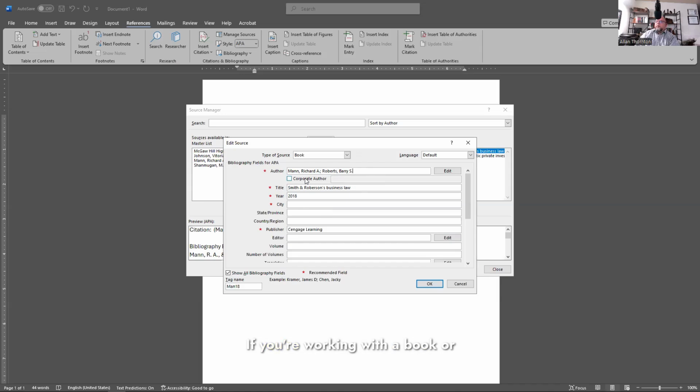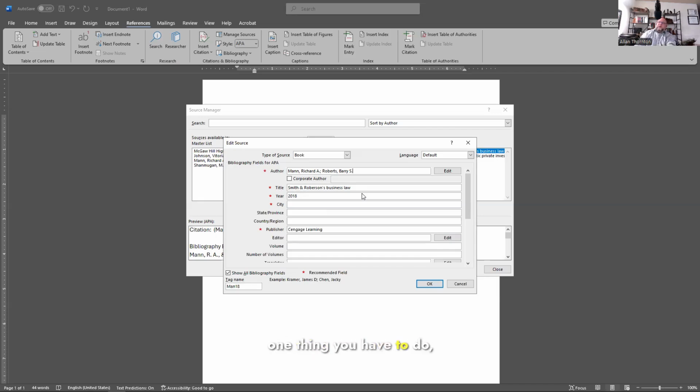If you're working with a book or a journal or anything along those lines that's published by a corporation, then you would type in corporate author and then you could put the corporation that put it out. The title, just type it out the way that it should be.